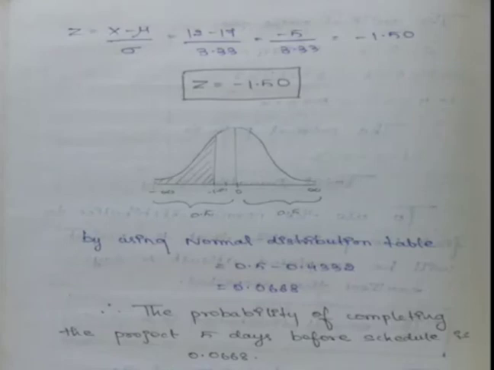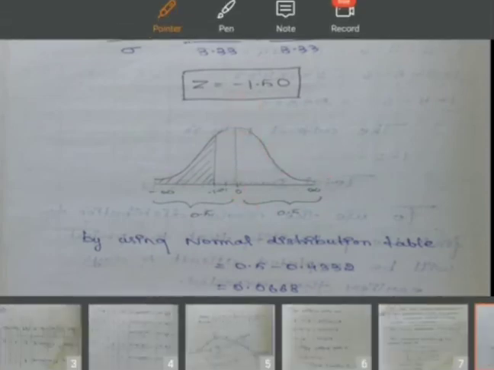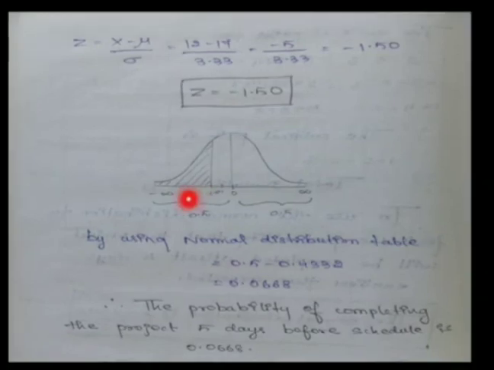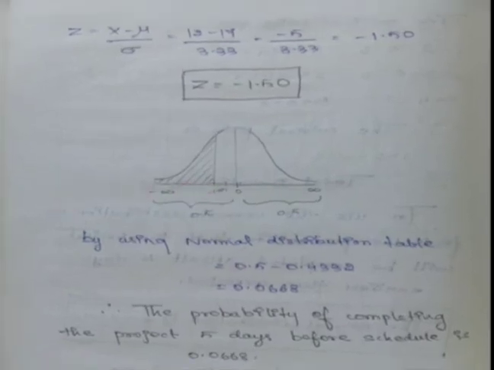Minus 1.50 means this is your normal distribution figure. The curve is like this, and in between we have the straight line, that is your origin, with 0 to infinity as well as 0 to minus infinity. So Z equal to minus 1.50 to infinity is your portion, which you have to mark. By using the normal distribution table, the 1.50 value will be 0.4332.